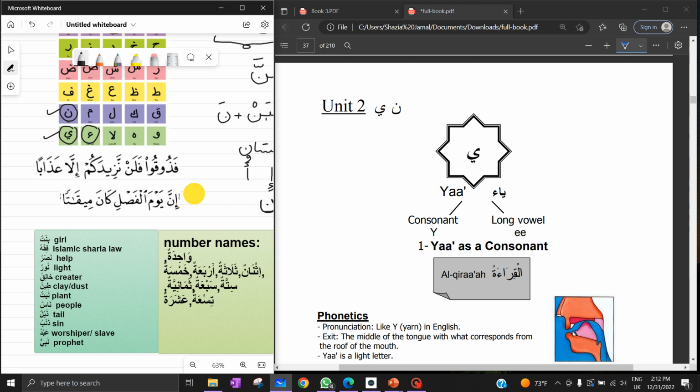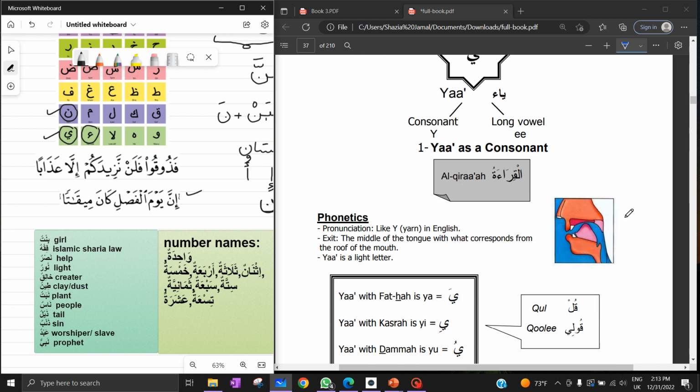You can see here also inna, noon shadda fatha. How are you going to pronounce? Inna. Inna yawmal fasli kana miqata. So these are some examples for noon from the Quran. So let's start with ya.